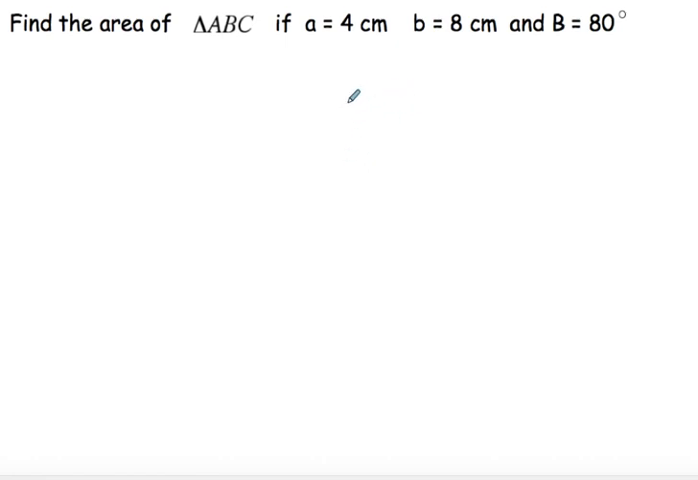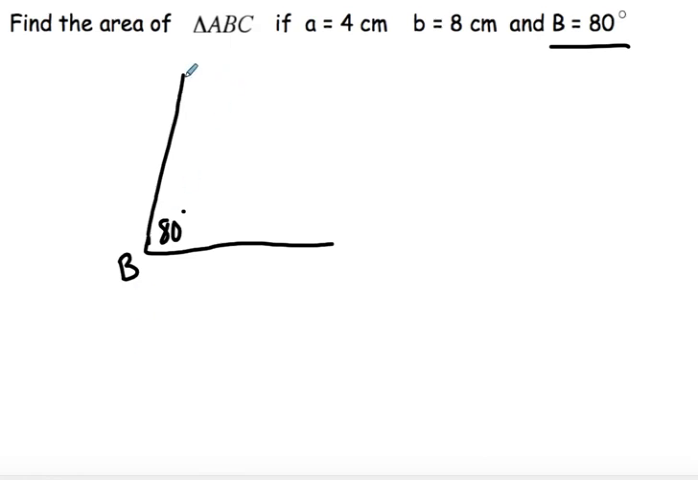They did not give us a picture, so we are in charge of drawing the picture. And your pictures don't have to be perfectly accurate. I know angle B is 80 degrees, so maybe I'll try to draw something close to 80 degrees. But it does not have to be perfect. Maybe I'll call this angle A and this angle C. I know side A is 4, and I know side B is 8. All right, and that's what I know.